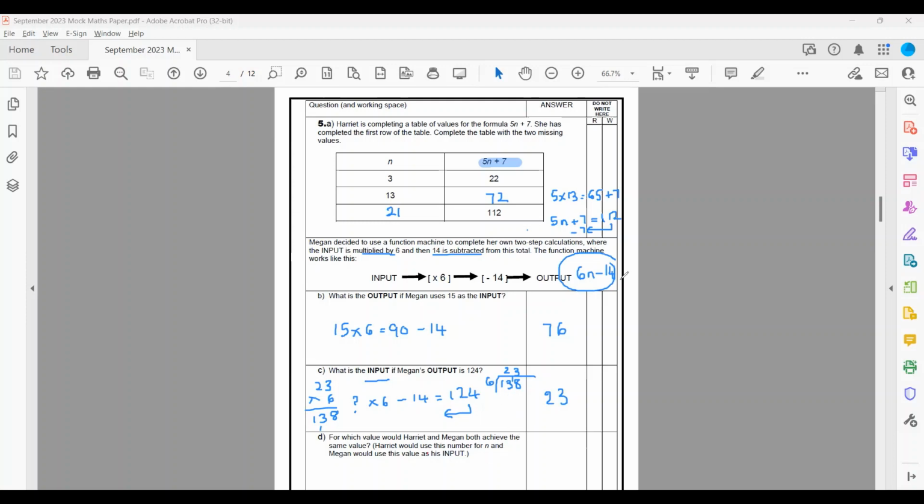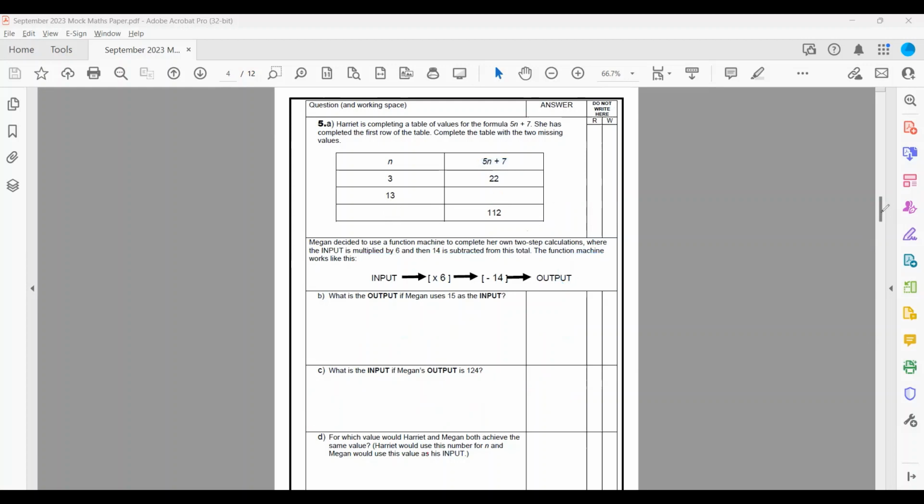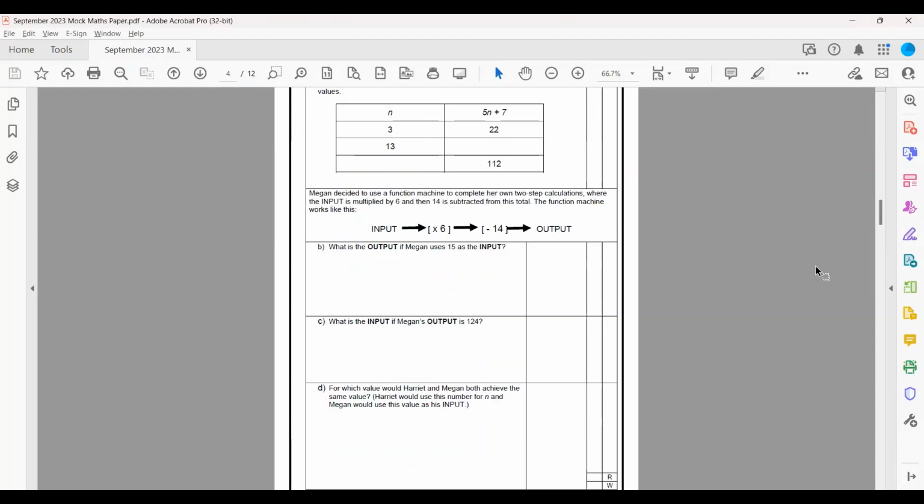Okay, coming down to D. This one is asking you, for which value would Harriet and Megan both achieve the same value? Harriet would use this number for n, and Megan would use this number as her input. The formula for Harriet is 5n plus 7, because we have that up there. The formula we wrote here was 6n minus 14 for Megan. And they need to be equal.